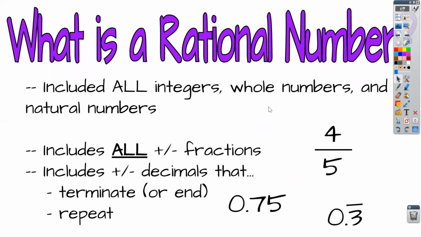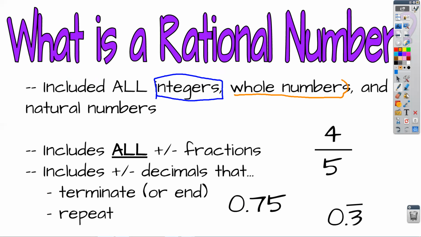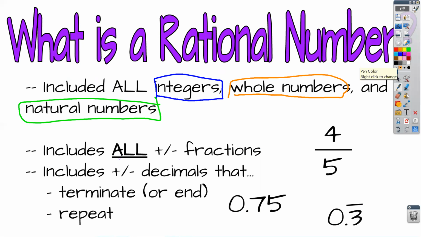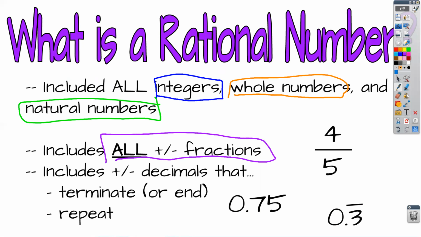Now, all of these numbers are part of what we call the rational numbers. Rational numbers include all integers, we just talked about that. It includes all whole numbers, and it includes all natural numbers. Okay, now rational numbers also include all fractions and most decimals. I didn't include all of it, just most decimals.